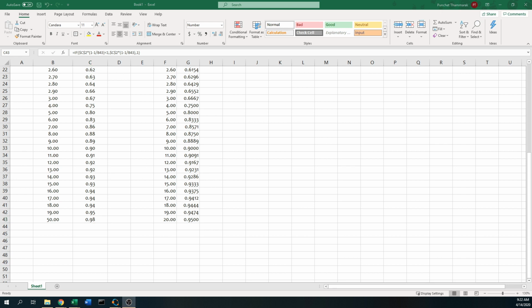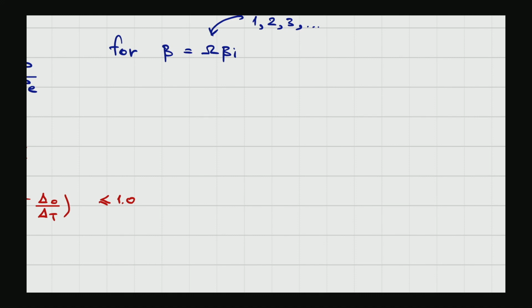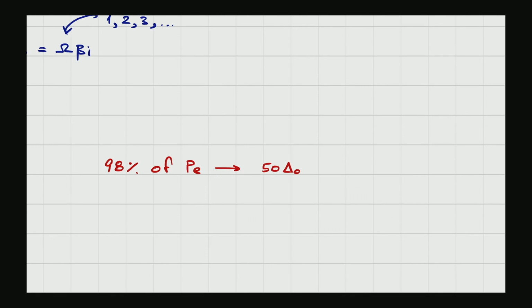Well, I will switch back to this screen. 98% of PE, you need 50 times delta naught, and generally delta naught is controlled to be L over 500. So if you need 50 times L over 500, that is equal to 10% of L. 10% of L. Is that large?